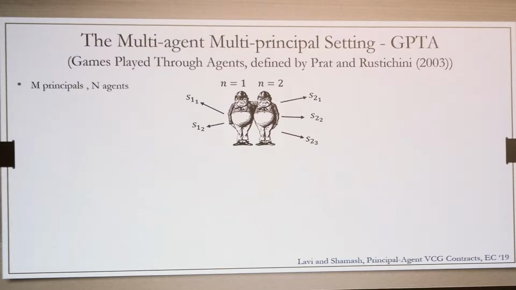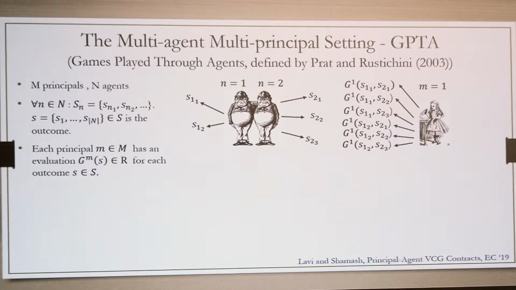We have many principals and many agents. We call it a GPTA, games played through agents. So we have M principals and N agents. Look, we have two agents here. Each agent has a set of strategies. An outcome is a set of strategies where each agent chooses a specific strategy. And each principal has an evaluation for each outcome. Say agent 1 chooses strategy s_1_1, and agent 2 chooses strategy s_2_1, then that's an outcome. She has an evaluation for that specific outcome, and for every other outcome as well. And so do all principals.